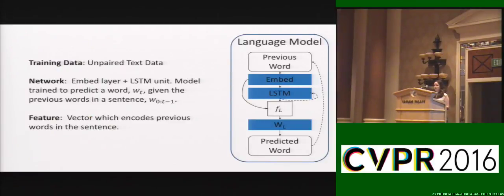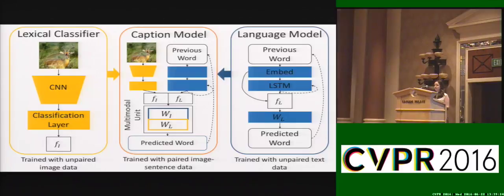The next stage of our model consists of training a language model. We train our language model with unpaired text data, and the network we use consists of an embedding layer and an LSTM unit. We're training this model to predict a word given previous words in a sentence, and the final feature vector that we get should be able to encode the previous words that were used in the sentence. Once we train our lexical classifier and our language model, we're able to extract strong image features and strong language features.